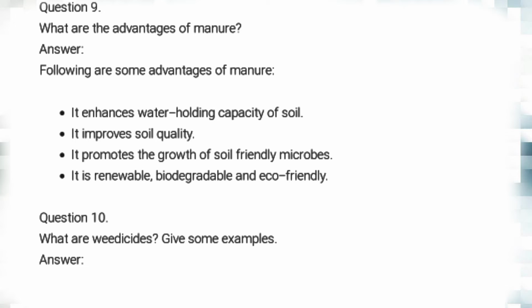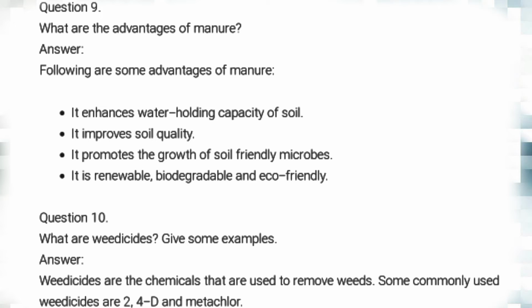10th question is, what are weedicides? Give some examples of weedicides. Weedicides are chemicals that are used to remove weeds. Some commonly used weedicides are 2,4-D and metachlor.